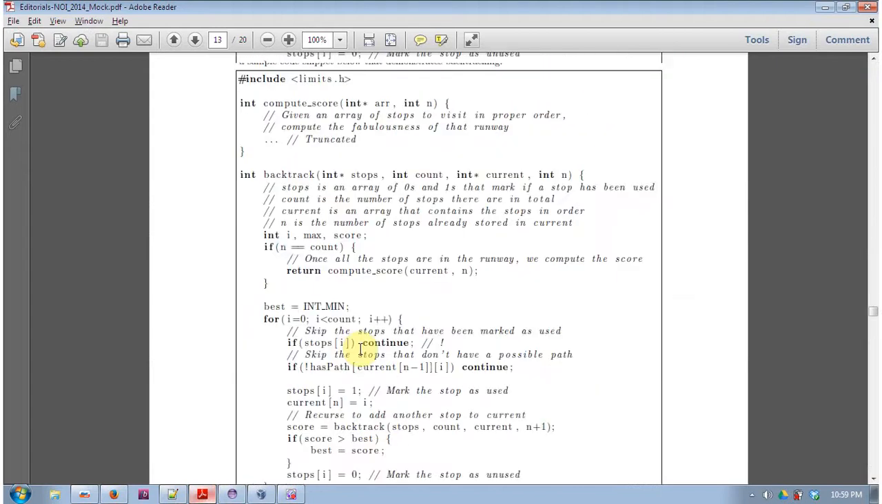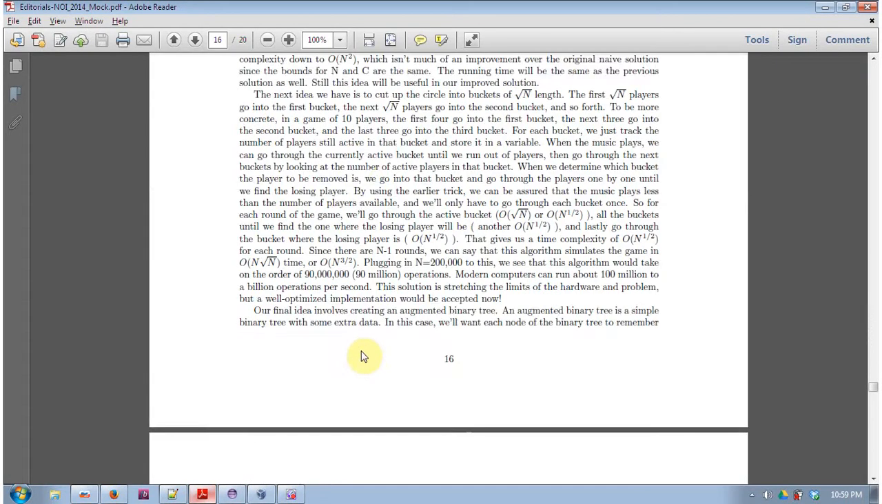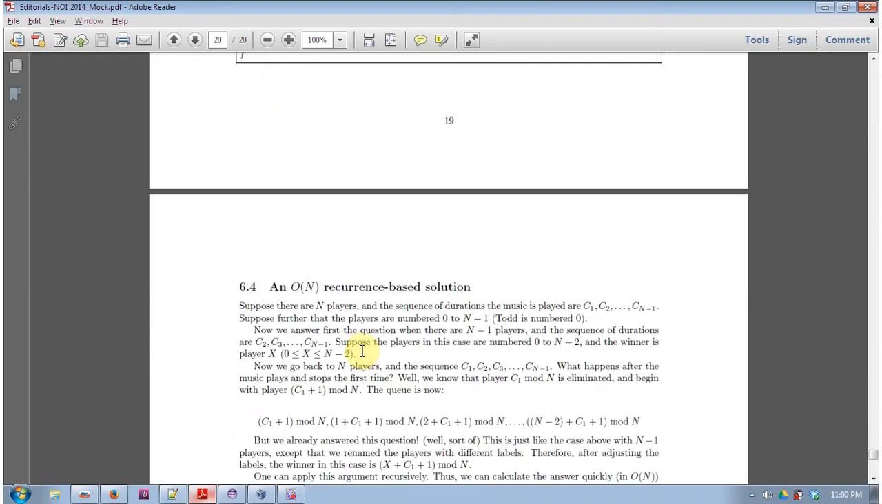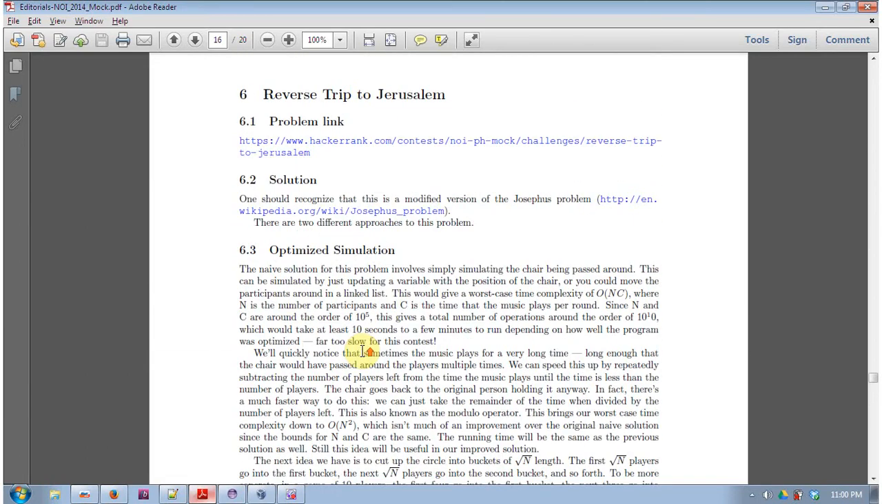And for the guys at NOI who provided this nice editorial notes for problem 6, the reverse trip to Jerusalem, it is just a variation of the Josephus problem, wherein the persons are aligned in a circle and they are to commit suicide or something. I'll just click on the link.